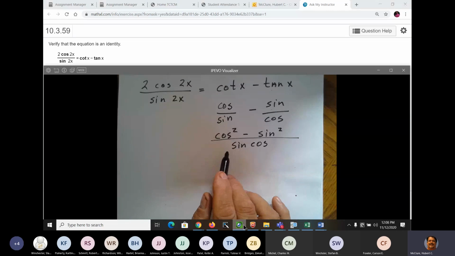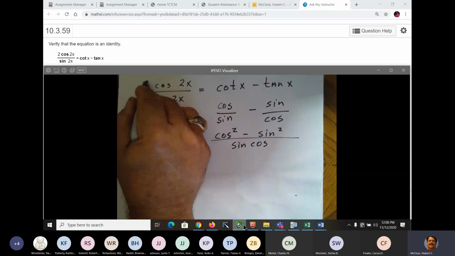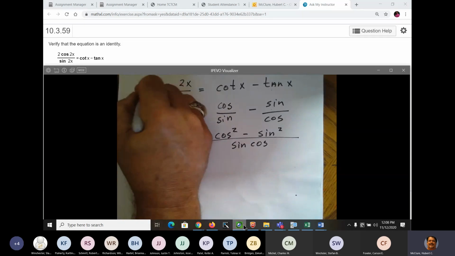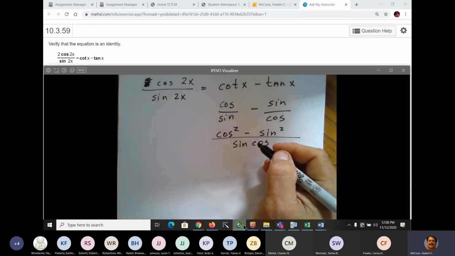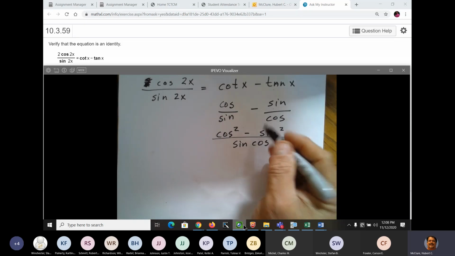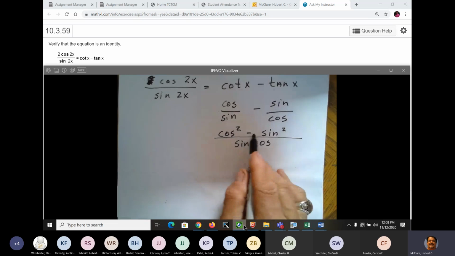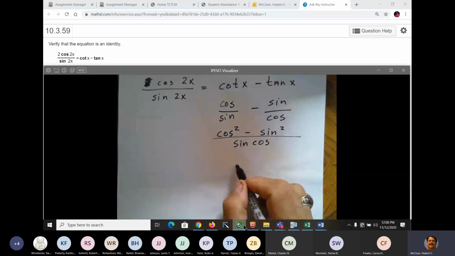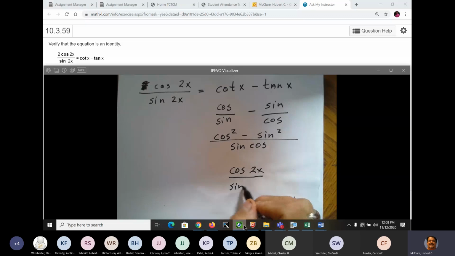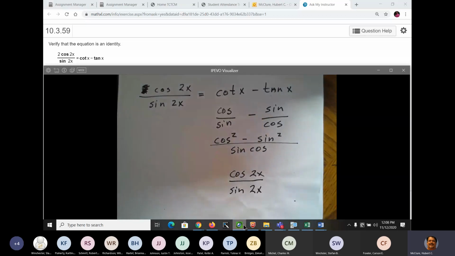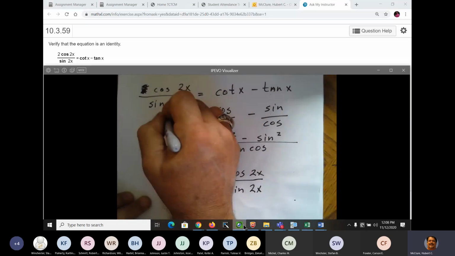I believe that might be a misprint. It's supposed to be sine cosine of 2x. Sorry, that's wrong. Okay. And we should have cosine squared minus sine squared is cosine of 2 theta or 2x or whatever. And then sine cosine is the sine of 2x. And that's verified right there.